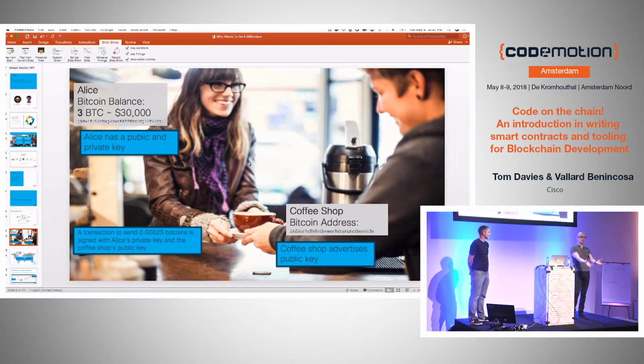Then you get a private key that you keep to yourself. You never want to give that private key out. If you give that private key out, other people can drain your accounts of all your lovely crypto money. Don't be doing that. Keep that to yourself. So you've got a public key and a private key.